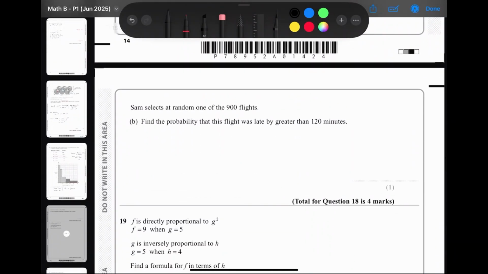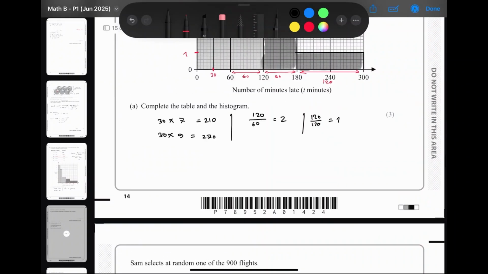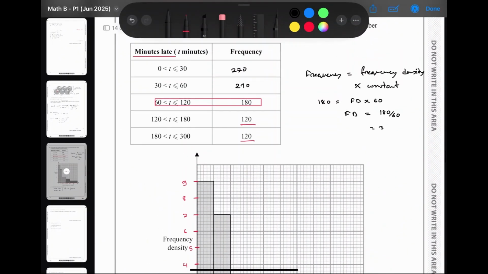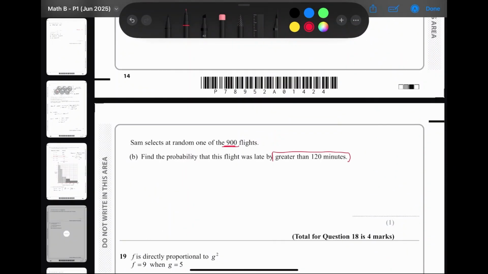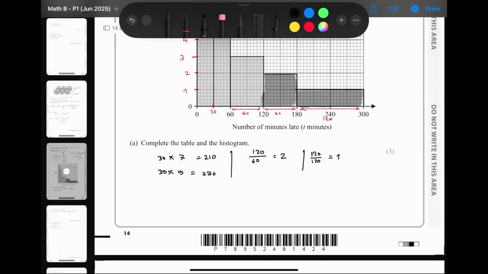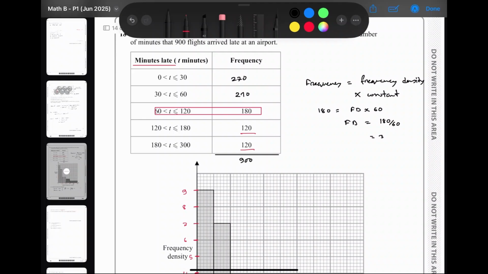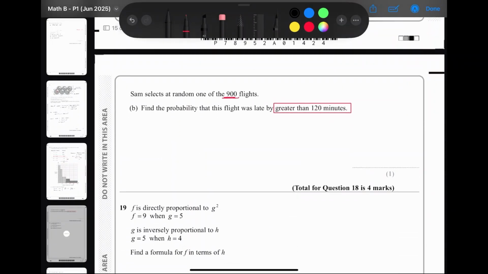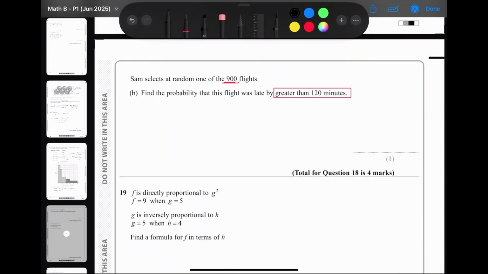We have a final part for this one, a sum of probability. We have been asked to find probability for over 120 minutes. The last 2 rows are giving frequency with time of over 120 minutes, which adds up to 240 out of 900. We will write 240 over 900, put that into our calculators and find the simplified fraction. And we get 4 by 15.